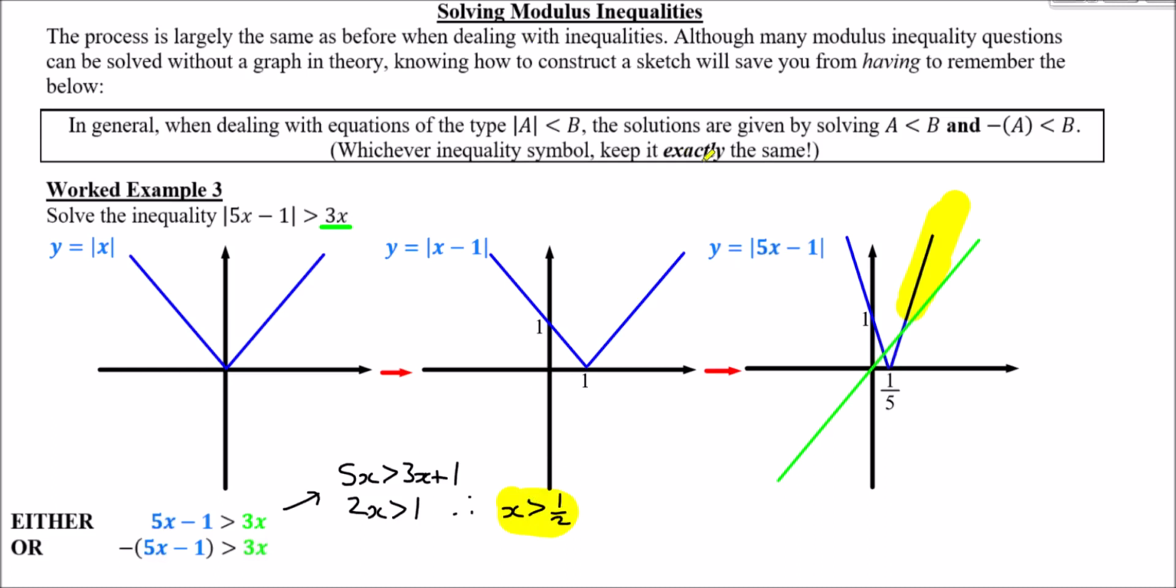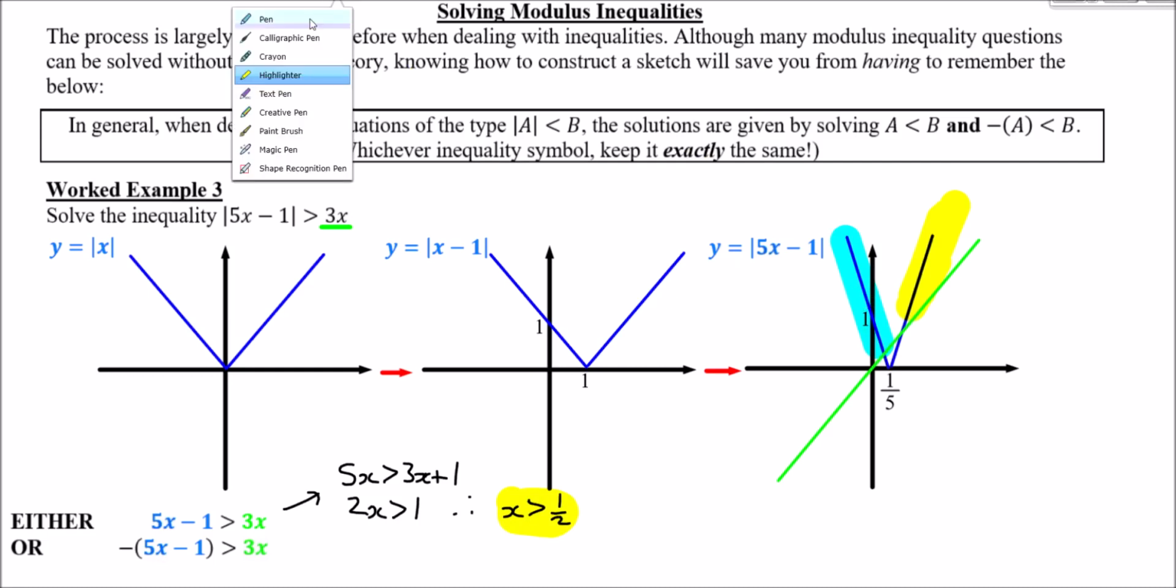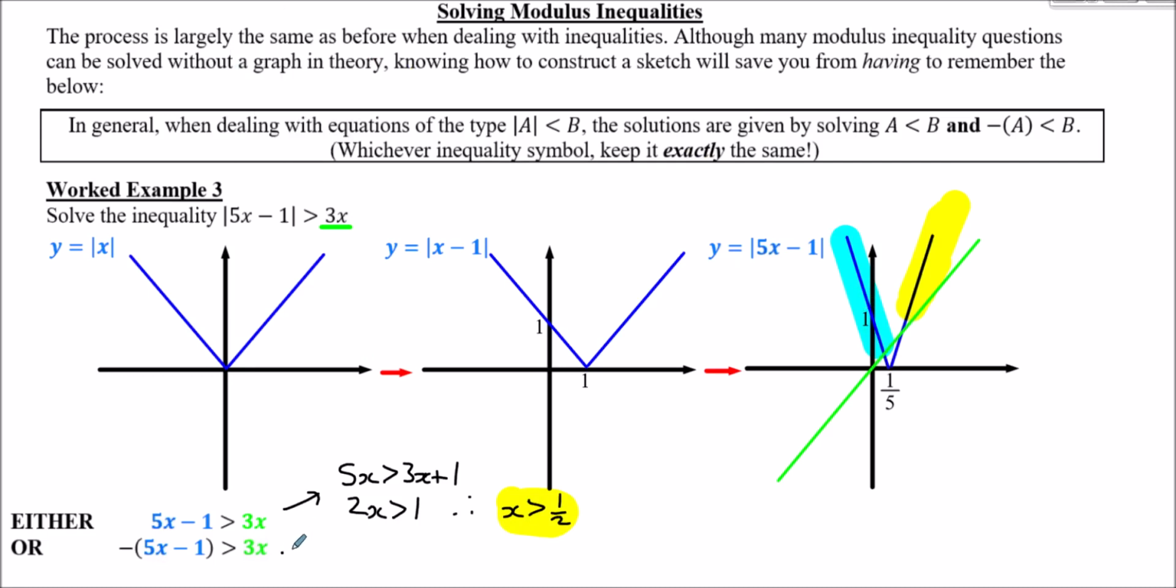The other one is this bit here, which is given by solving this. If I just make some space: minus 5x minus minus 1 becomes plus 1. I'm going to add 5x to both sides. On the left, I'm left with just 1. 3x plus 5x is 8x. Finally divide by 8, so x needs to be less than 1/8.